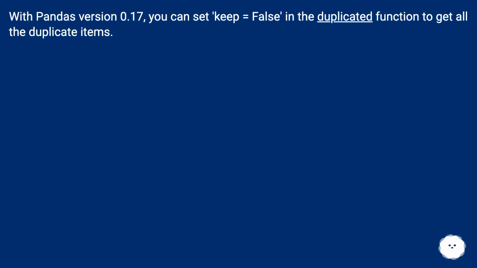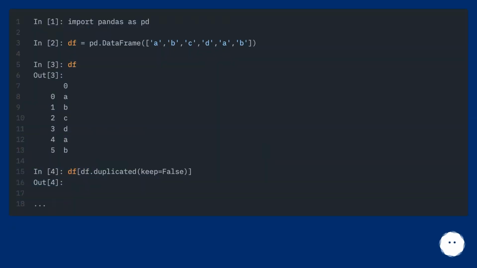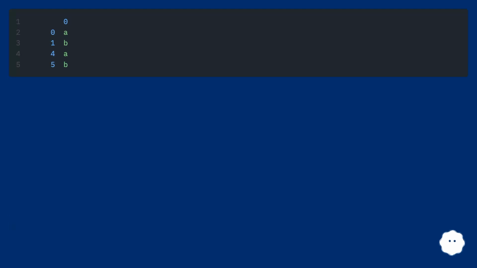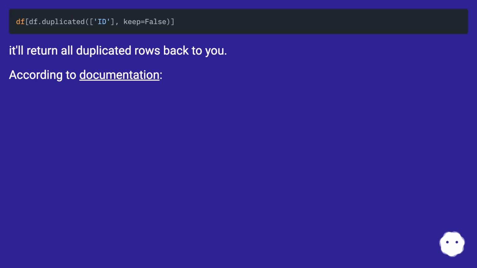With Pandas version 0.17, you can set keep equals False in the duplicated function to get all the duplicate items. It'll return all duplicated rows back to you.